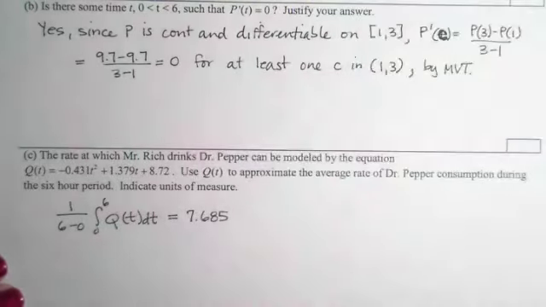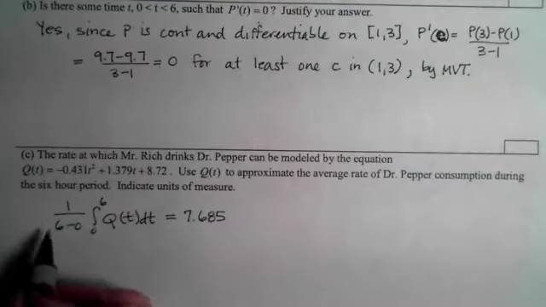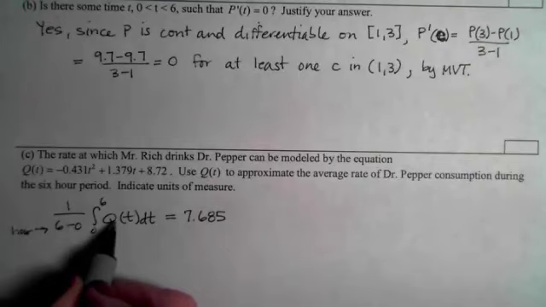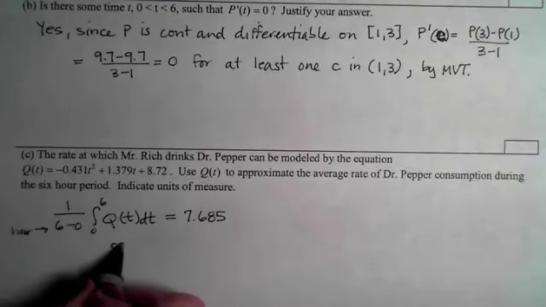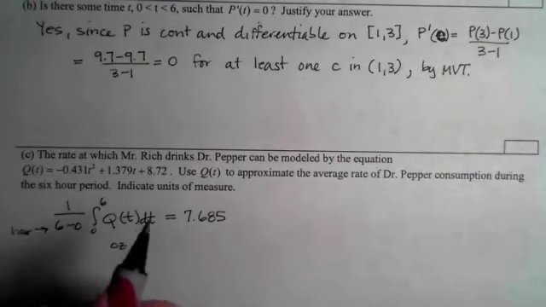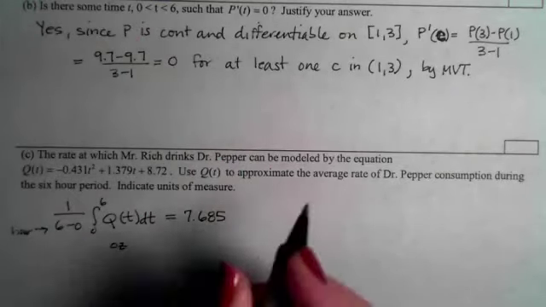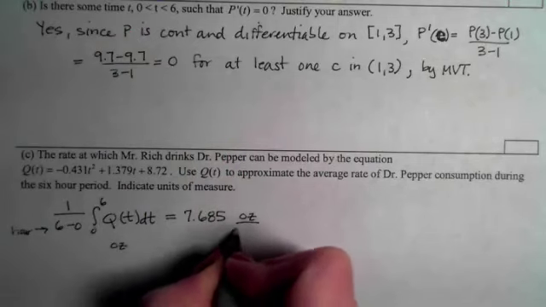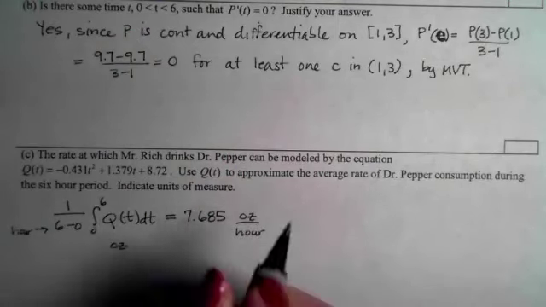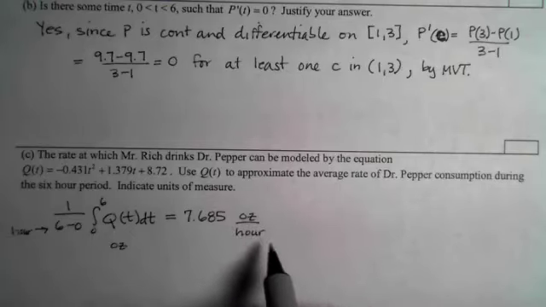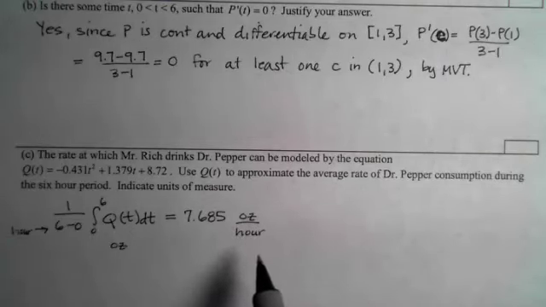And how will we measure that? Well, let's think about what this is representing. This is time, so this is hours on the bottom. And when we accumulate that rate, we would get the number of ounces. That's what we figured out in part A. So we'll have an ounce on top and an hour on the bottom, so it's ounces per hour. So use Q of T to approximate the average rate. It makes sense that the average rate should be a rate of Dr. Pepper consumption. So we're finished.